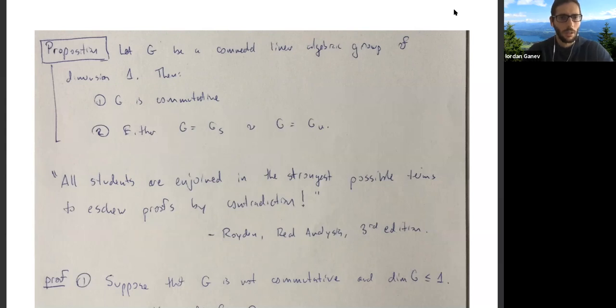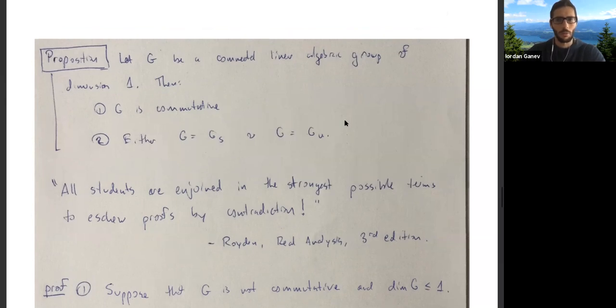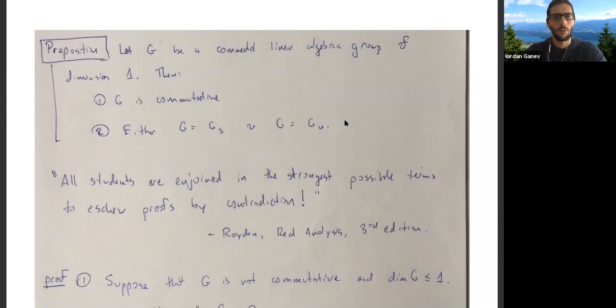Okay, so let me state this proposition. Maybe start the proof, but I think we'll probably stop soon and not finish the whole proof. So what does the proposition say? Let's say we have a connected linear algebraic group of dimension 1. Then necessarily the group is commutative. Somehow this dimension constraint doesn't let elements commute in a non-trivial way, so they just commute. That's the first thing. Then either G is equal to its semisimple part or it's equal to its unipotent part.